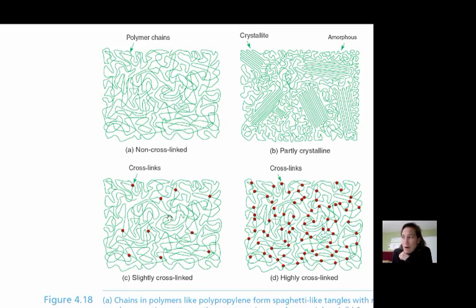Or if it's slightly cross-linked, these red dots indicate that there's a covalent bond linking two different polymer units together, and they add to the stiffness. Highly cross-linked, a lot of the red dots indicate a number of covalent bonds between the molecules, and molecules that are highly cross-linked are polymers like thermosets, which, if you know, are very rigid polymers because of this cross-linking.